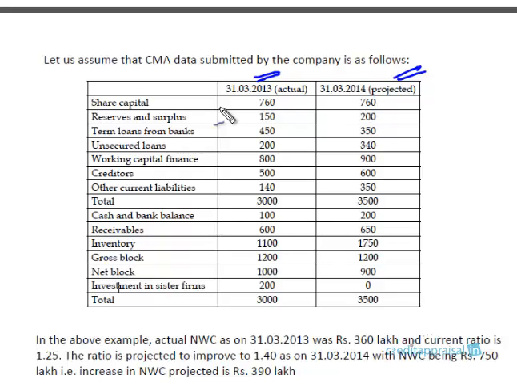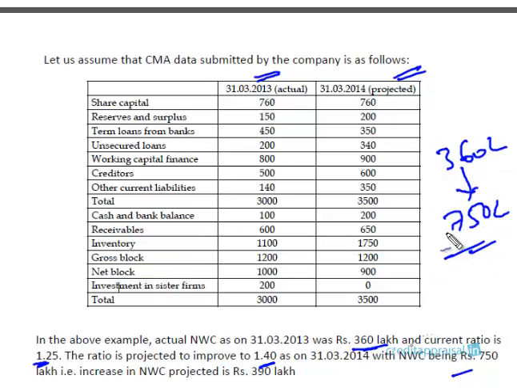Last year, if you add up the current assets and current liabilities, you'll find that NWC was 360 lakhs, and the current ratio is 1.25. Now the company is projecting the current ratio to be 1.40, and NWC is going to be 750. So the company is saying our NWC will increase from 360 lakhs to 750 lakhs. As a banker, you ask how it is going to increase. So this is what you have to do.